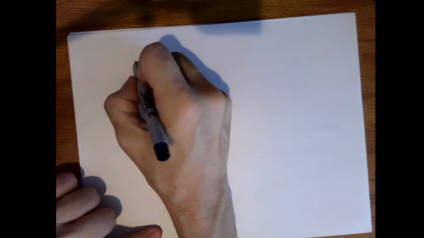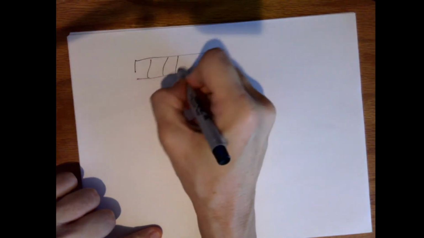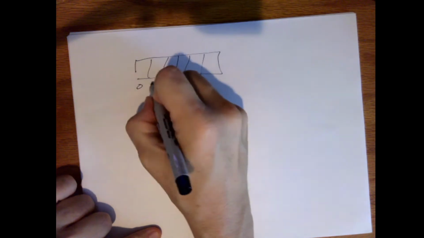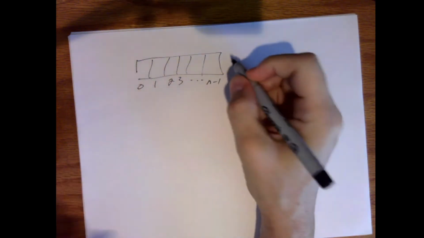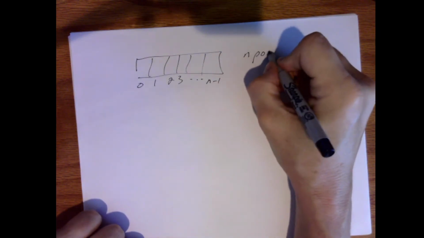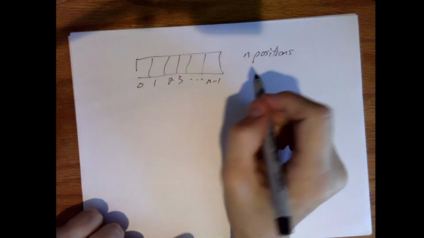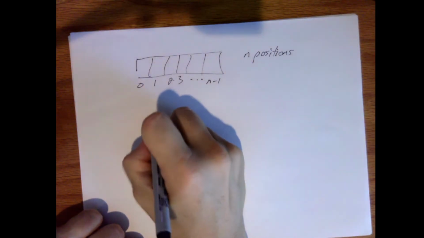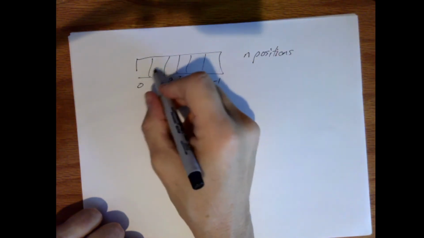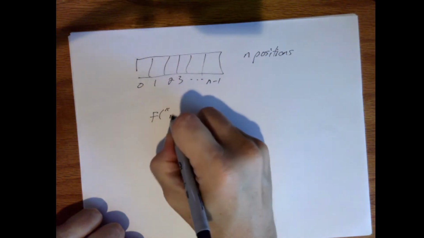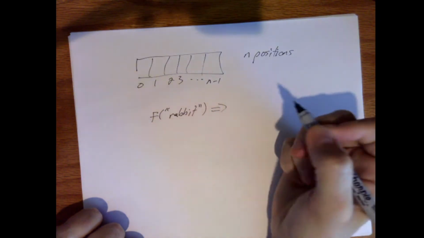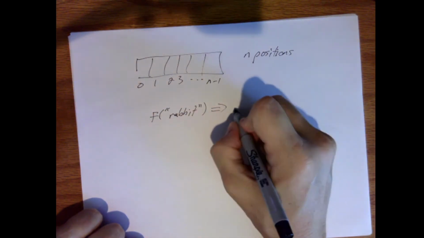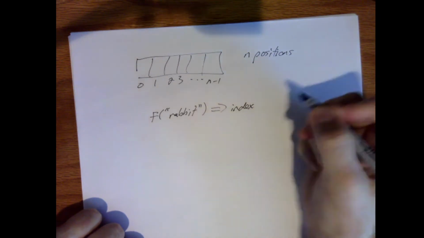So what if we have my array again, and we have indices, right? 0, 1, 2, 3, dot, dot, dot, down to n minus 1 if there's n positions. And what if I told you there was a function, and when you gave me the thing you're looking for, say rabbit, what I spit out in some form was the index into the array.